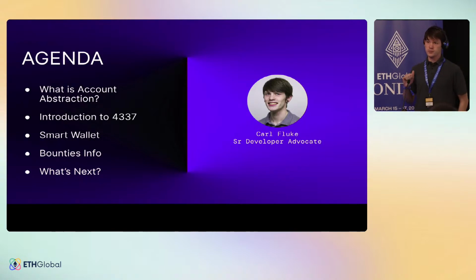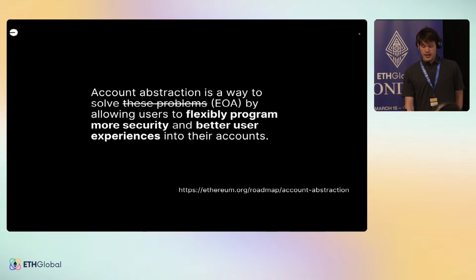So what I want to talk about is what is account abstraction, 100% from a 4337 EIP level. I want to talk about our Coinbase Smart Wallet, which is kind of like a first-party 4337 wallet, talk about our bounties, and then talk about some of the fun things that are coming in the next Base upgrade. So what is account abstraction?